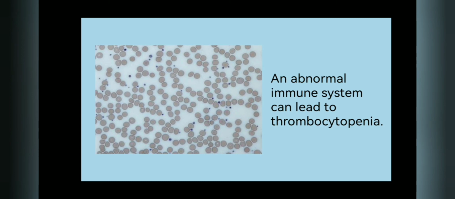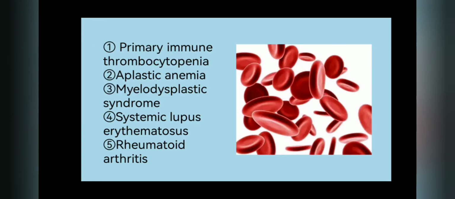When the body's immune system functions abnormally, especially in idiopathic thrombocytopenic purpura, it can lead to destruction of platelets, resulting in reduced platelet count. Thrombocytopenia may be primary immune thrombocytopenia, aplastic anemia, myelodysplastic syndrome, systemic lupus erythematosus, or rheumatoid arthritis.